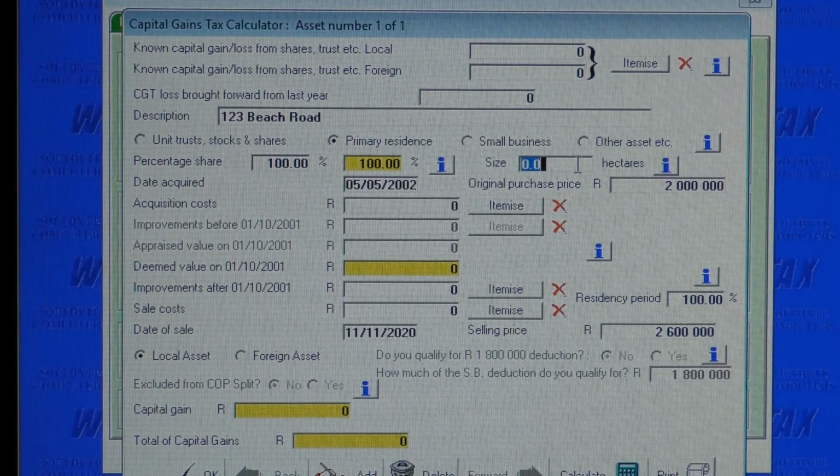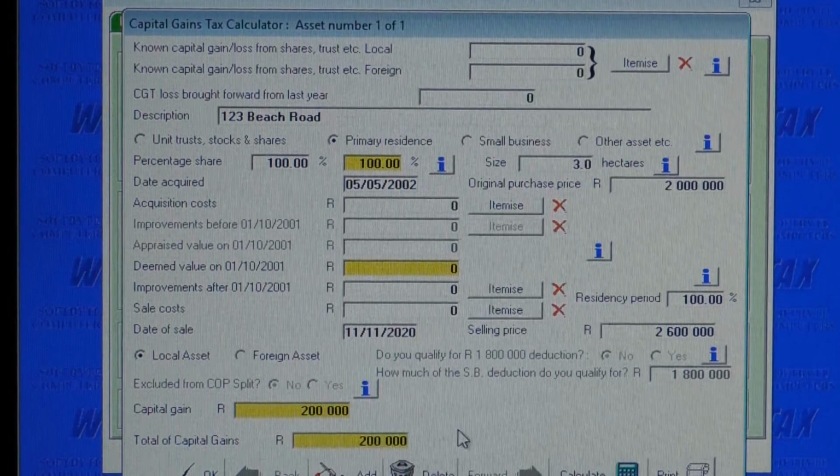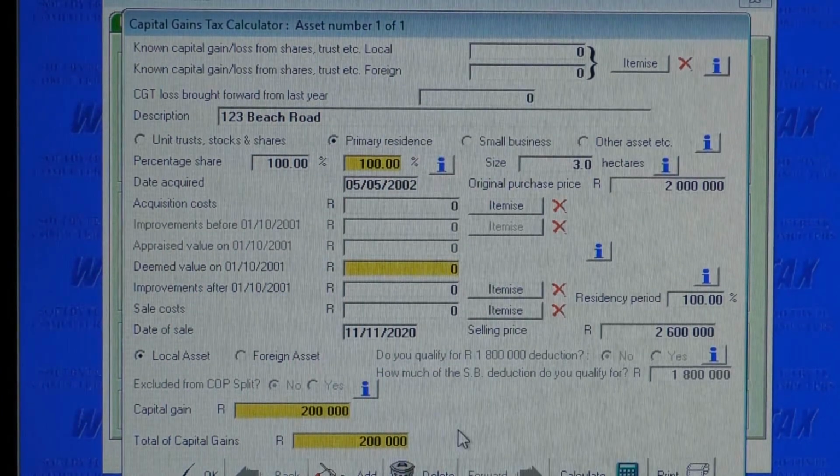I just want to draw your attention to this field here where we can enter the size of the property. I'm going to enter a size of 3 hectares and see what happens to the gain. Suddenly we have a gain of 200,000.